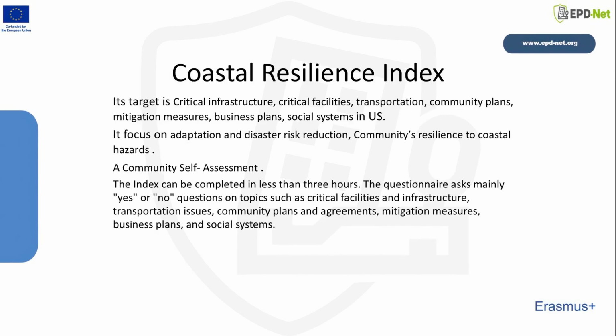The Coastal Resilience Index (CRI) is a community self-assessment tool developed by National Oceanic and Atmospheric Administration (NOAA) to evaluate how prepared coastal communities are for coastal hazards such as hurricanes, storm surge, coastal flooding and sea level rise. The CRI evaluates resilience across several dimensions: community planning, infrastructure and mitigation measures, emergency management capacity, recovery planning, communication systems and governance and institutional coordination.